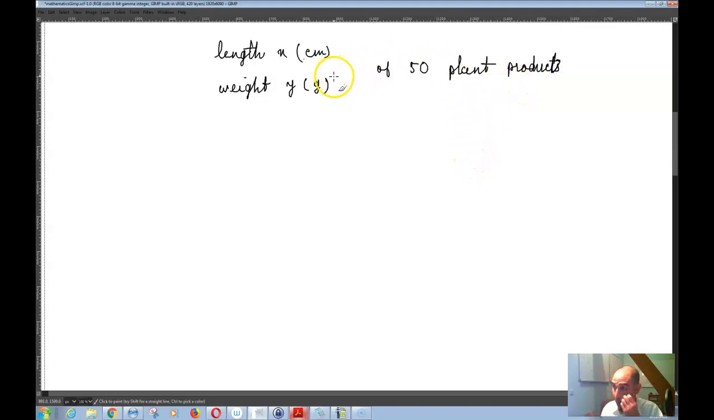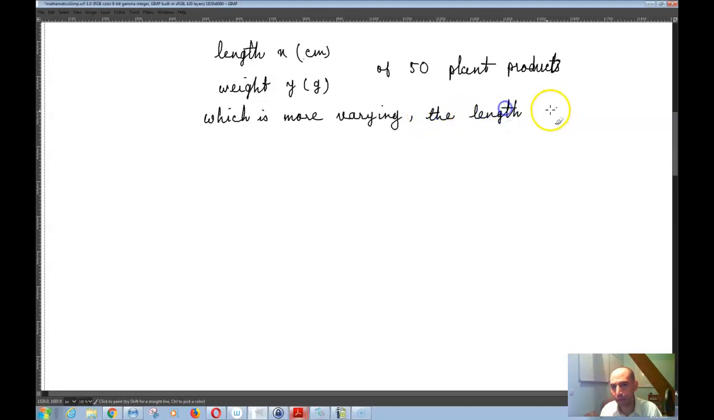So we have the sum and the sum of squares of this length x and this weight y. The units are in centimeters and in grams. And the question that you want to answer is, which is more varying, the length or the weight? Which is more varying, the length or the weight? Okay.